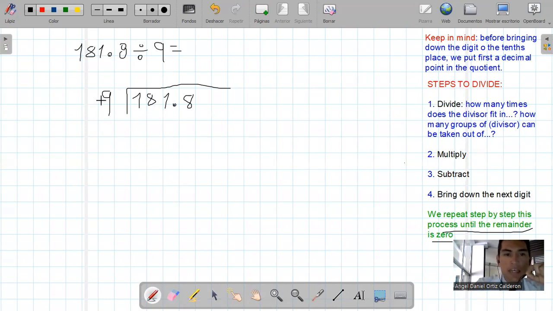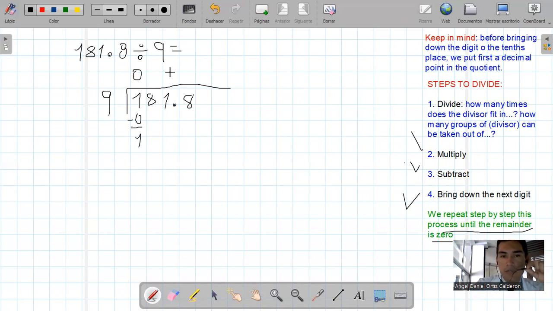Now, 9. How many groups of 9 can be taken out of 1? We already know that 0 groups, because the number 9 is greater than 1. 0 times 9 gives 0. Then that was a multiplication. We subtract 1 minus nothing is equal to 1, right? That was the subtraction.